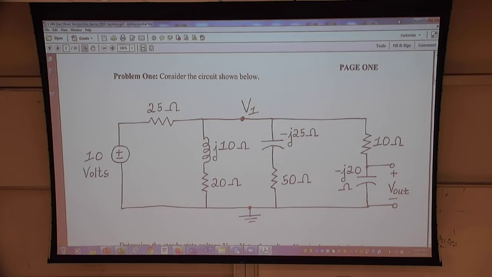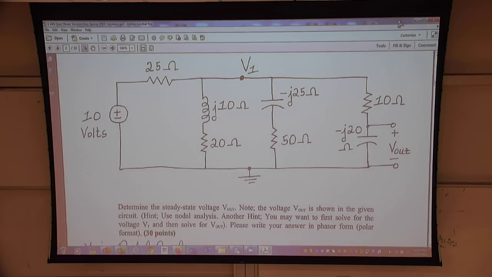So let's now read what the question is asking. Determine the steady state voltage V out. Hint: use nodal analysis. Another hint: you may wish to first solve for voltage V1 and then solve for V out. And please write your answer in phasor, or what's called polar form.